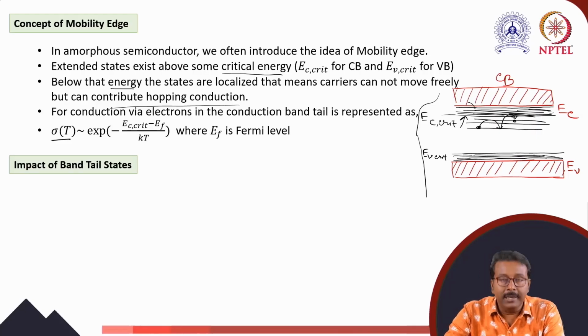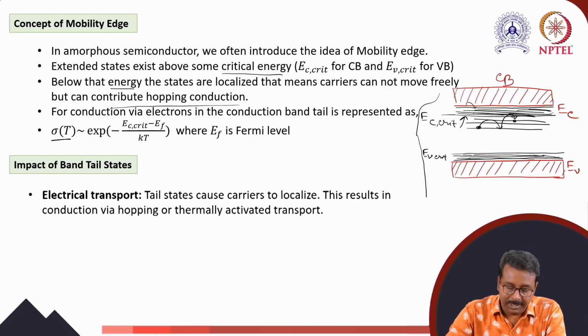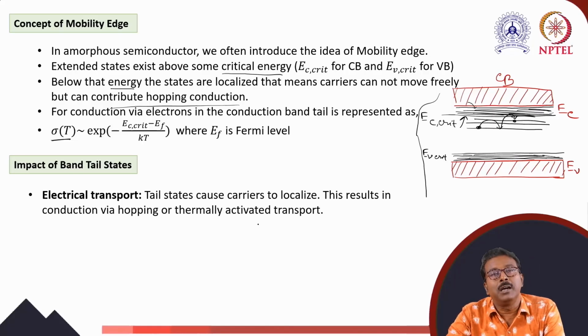Now, what are the impacts of band tail states? We have already seen that the absorption spectra has a tail. Also in the conduction there is a change. So some conduction may now take place due to the carriers present in the tail states above the critical level, or above the mobility edge. So for electrical transport, tail states cause carriers to localize. This results in conduction via hopping or thermally activated transport, or if the carriers are present in the states above the mobility edge, they can take part in the conduction.